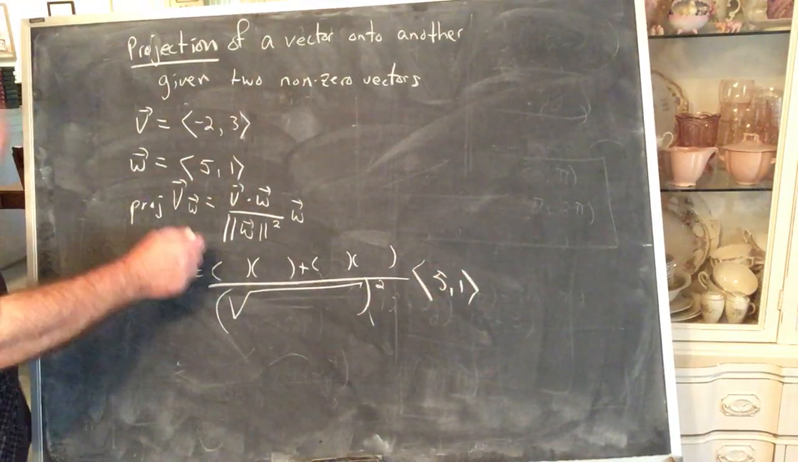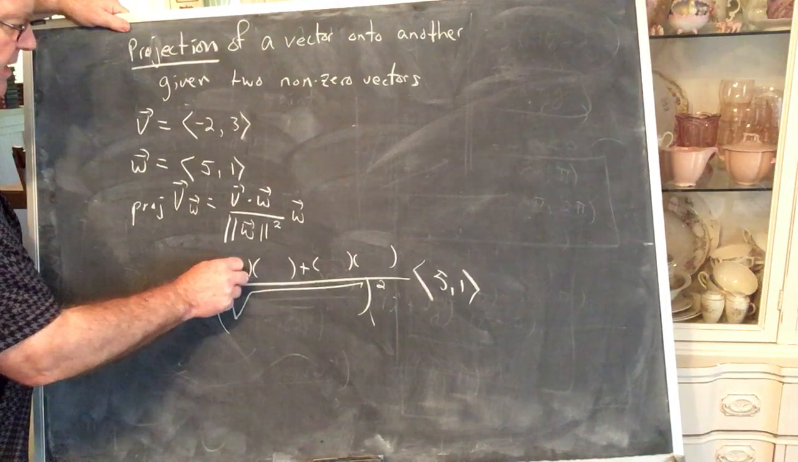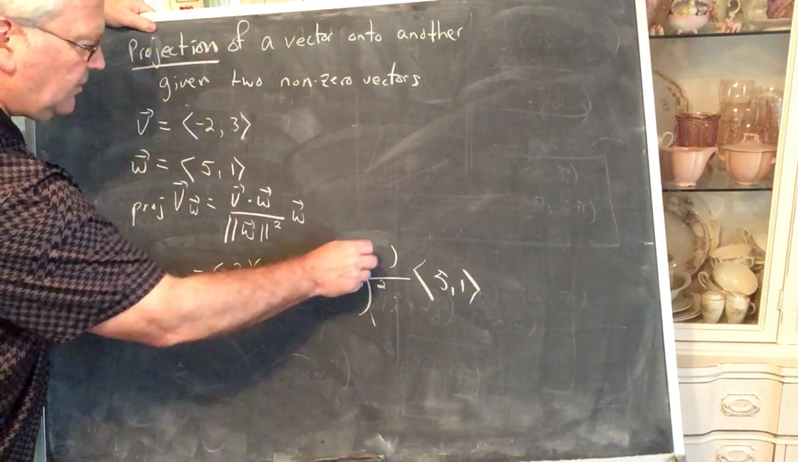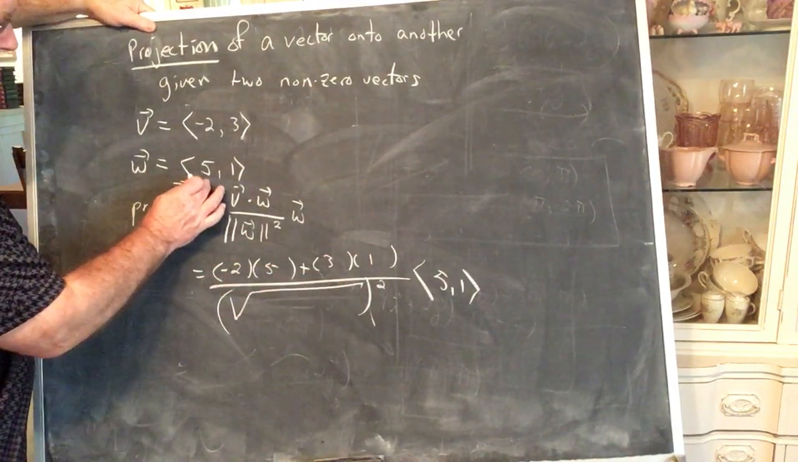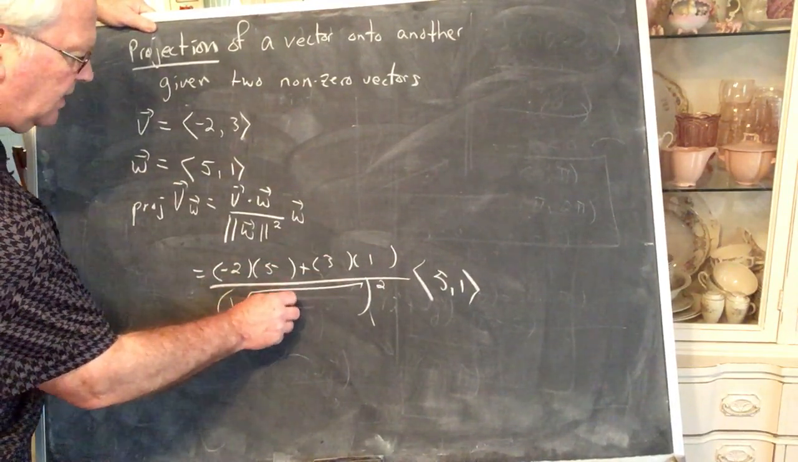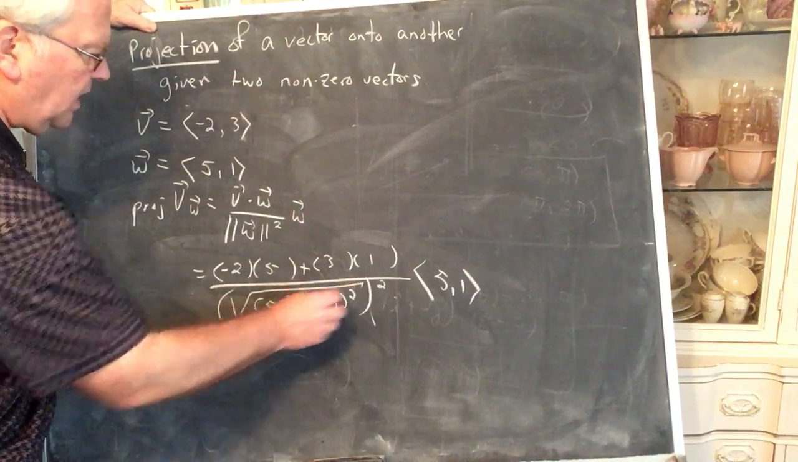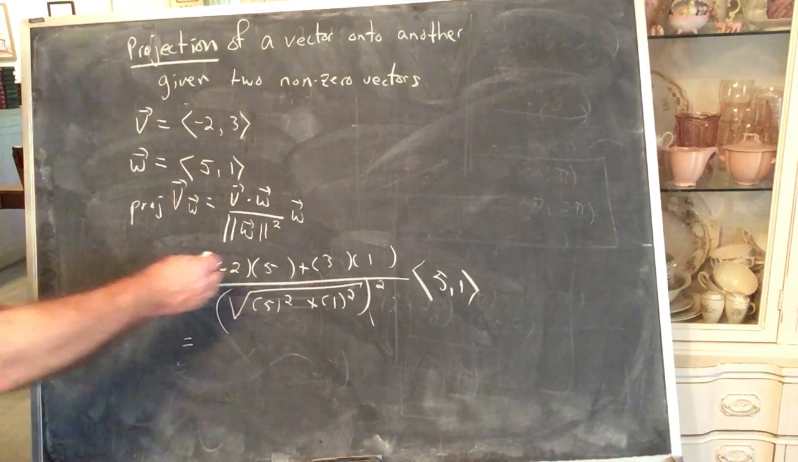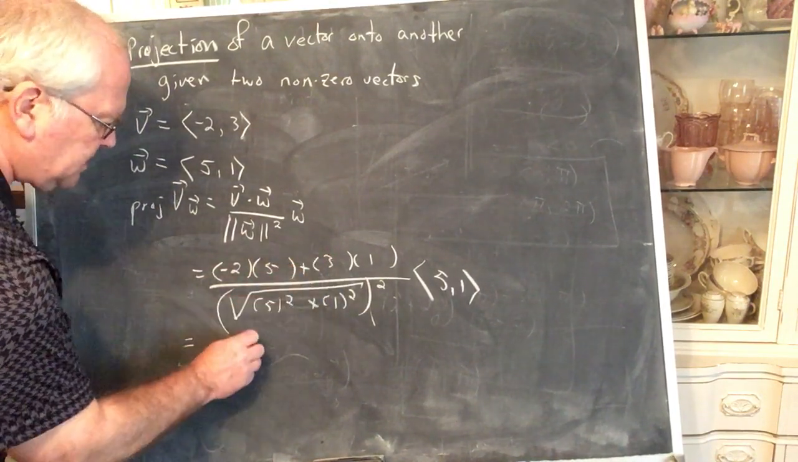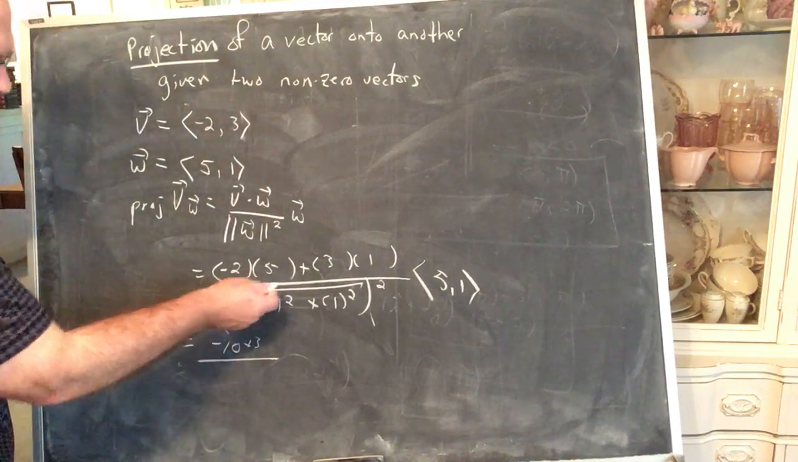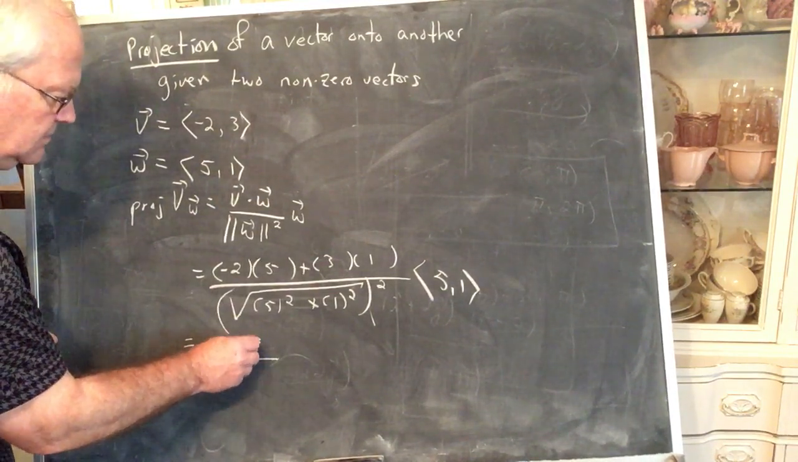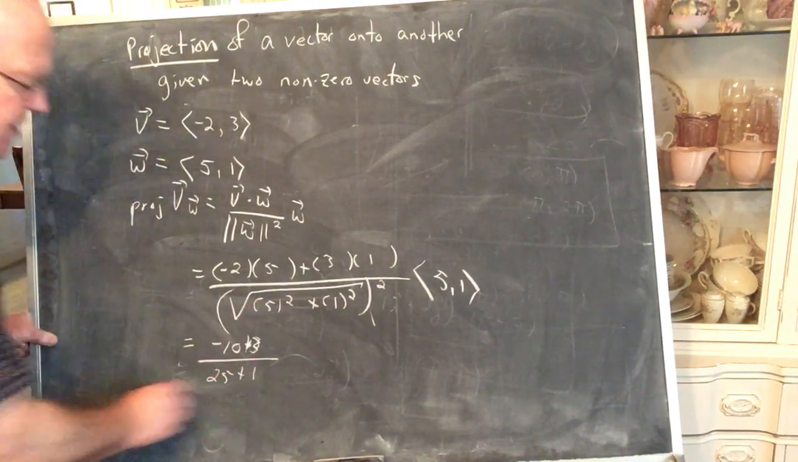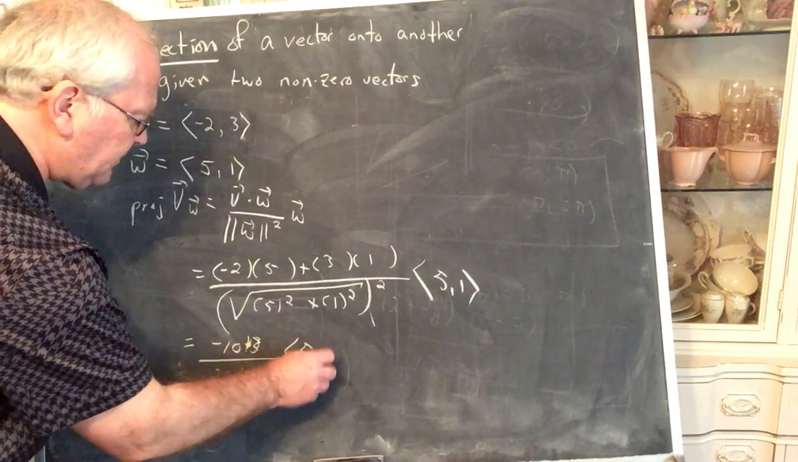So this is the dot product, so its first components multiplied, -2 times 5, second components multiplied, 3 times 1, and then we need vector W's magnitude. So this is 5 squared plus 1 squared. And out of all that mess, we're going to create this projection. So this is -10 plus 3 over square root squared cancels. And so this is 25 plus 1 times vector <5, 1>.